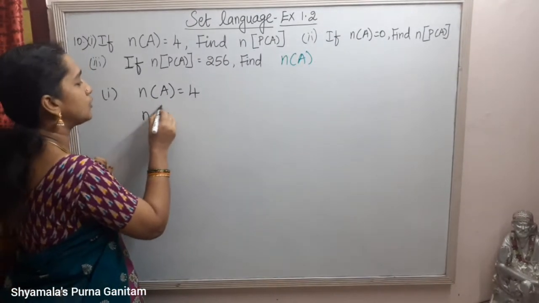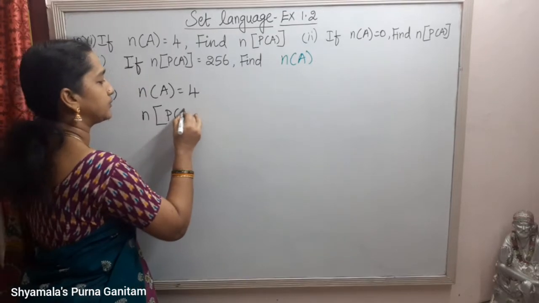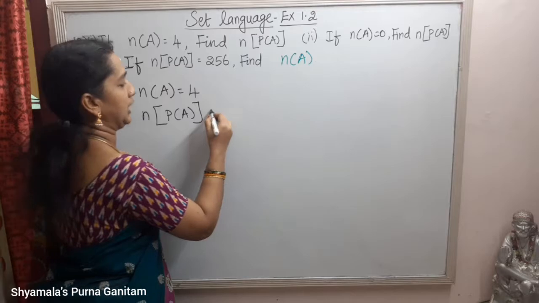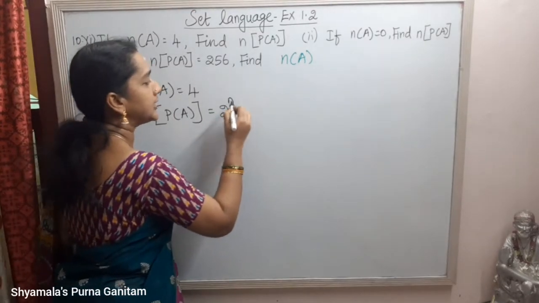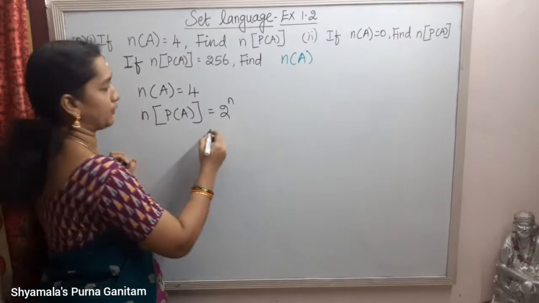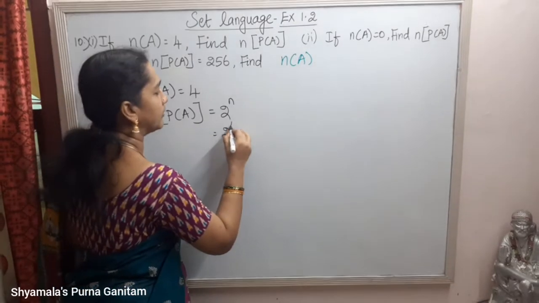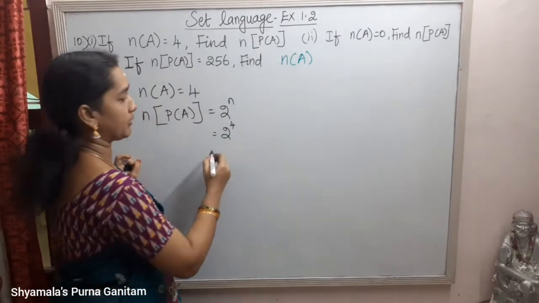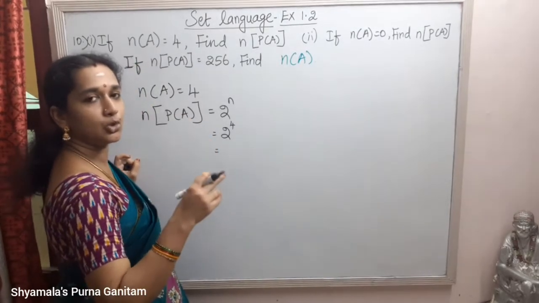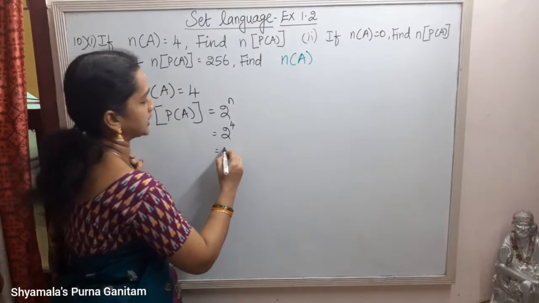So n of P of A, number of subsets. N of P of A, what is the general formula? It is 2 power n. So here the n value is given as 4. So this is 2 power 4. If you expand it, 2 into 2 into 2 into 2. 2 2s are 4, 4 4s are 16.